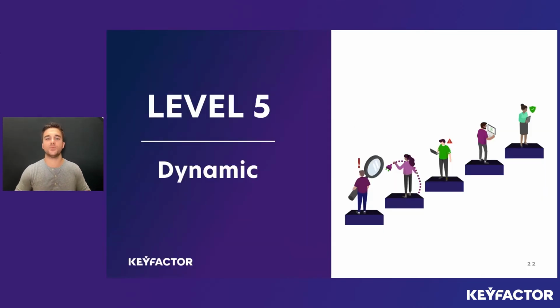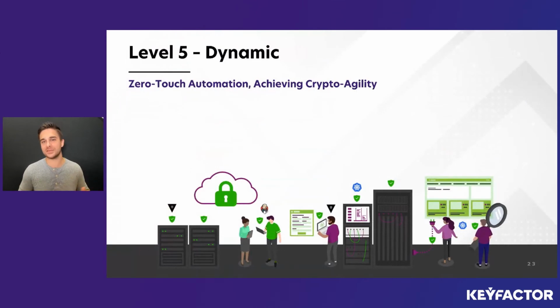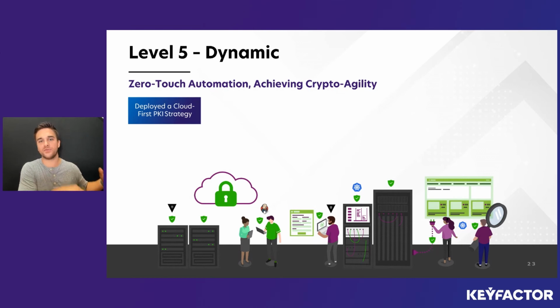Level 5 gets more into the dynamic state, where you're getting into the epitome, unicorn status of managing these certificates. Things that represent this: you have zero-touch automation, and you're achieving a state of crypto agility. And what do we mean by that? Well, one is you've looked into deploying a cloud-first PKI strategy. And why is this important?